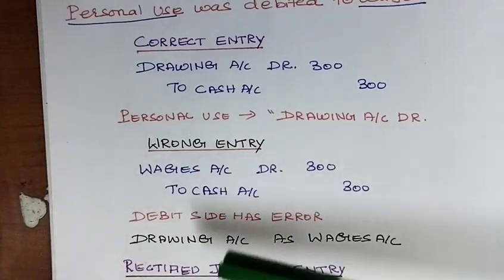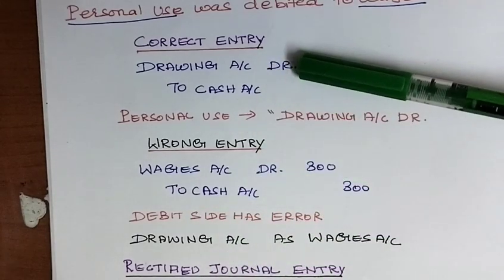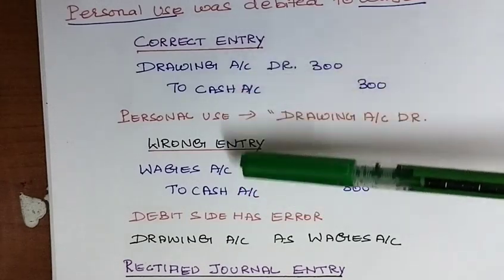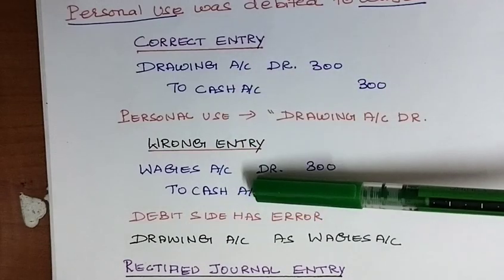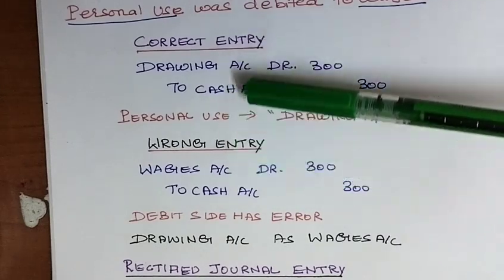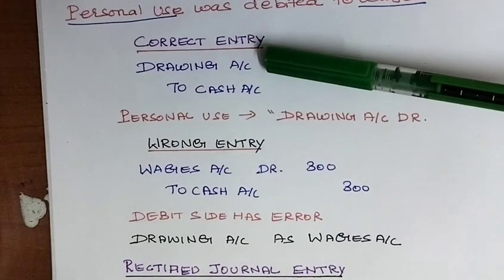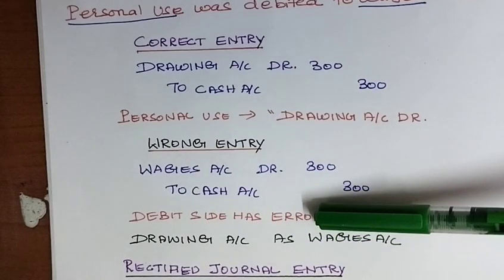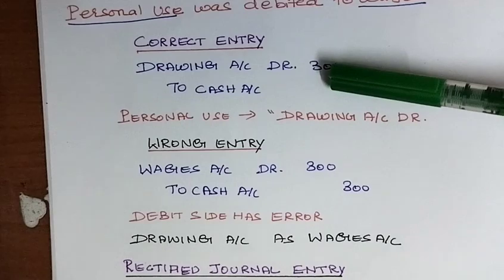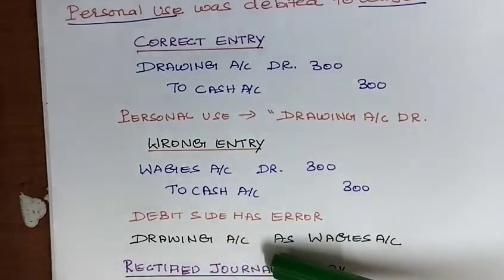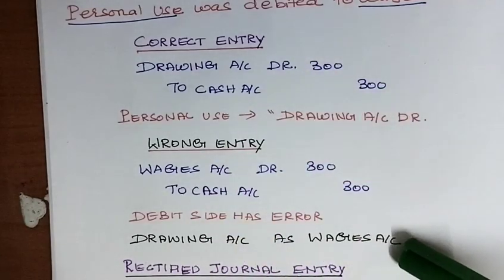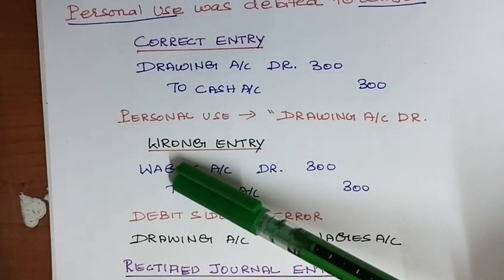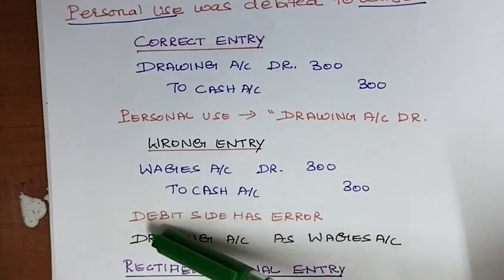Which side has the error? We have to compare both entries. Okay, first we take the credit side. Credit side has the same account, cash account. Okay, we take the debit side. Debit side has different accounts. So debit side has the error. This is a one-side error, that is debit side. Instead of drawing account, an accountant wrongly posted into wages account. Okay, this is the error. Wages account is the error. Drawing account is the correct entry.